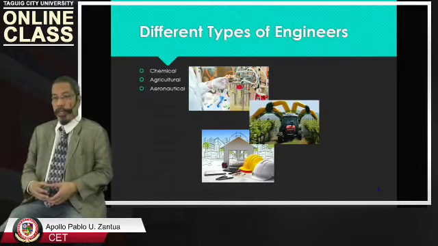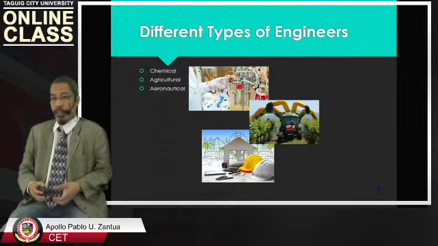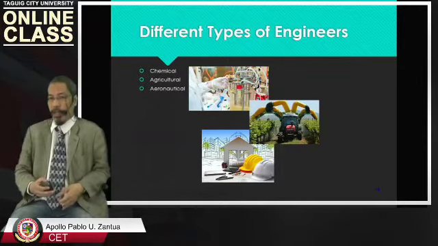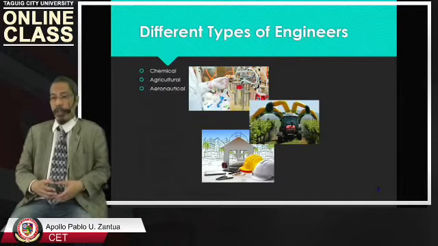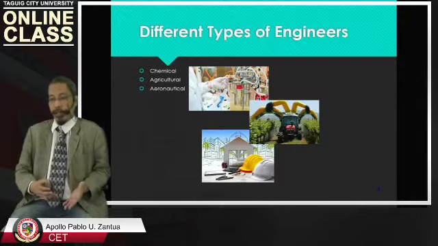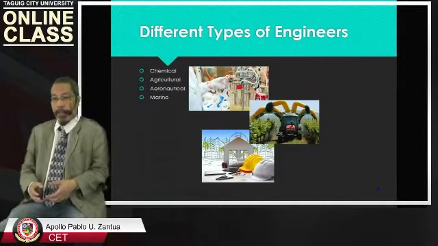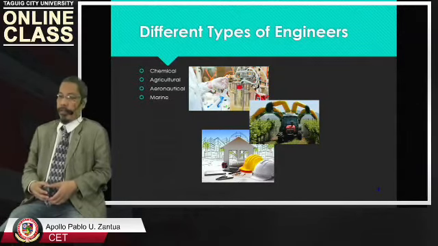So we have chemical engineers. They take a board exam to become licensed. We have agricultural engineers. We have aeronautical engineers. So different aspects of engineering. Chemicals, solutions, chemical design, those are the area of chemical engineers. Agriculture, area of agricultural engineers. Aeronautical, those are related to aviation and airplanes. Okay? And marine engineers, those are related to shipping, ships. Okay?